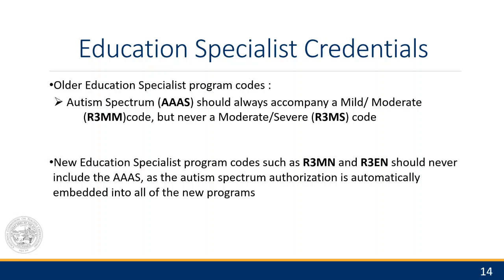Thankfully, with the new codes, which we should be only getting pretty soon as the old programs are finishing up, the new codes do not use the autism spectrum AAAS code at all. So that's going to be a lot cleaner for all of us. It's not so much to remember. For example, the R3MN, which is the moderate needs, and the R3EN, extensive needs, those will never include this autism code. So looking forward to that.